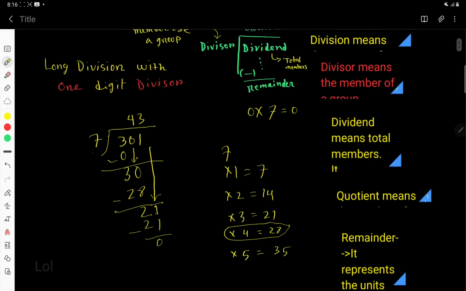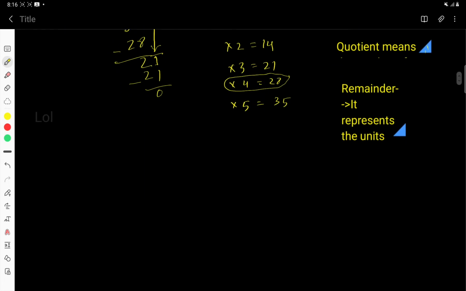So let us take another example. So 8, and divide this 184. Look, how many times does 8 go into 1? Actually 0 times, because this 1 is less than 8. So you have to write 0 on top of the 1. So 0 times 8 is 0. If you subtract, 1 minus 0 is 1, then bring down this 8.